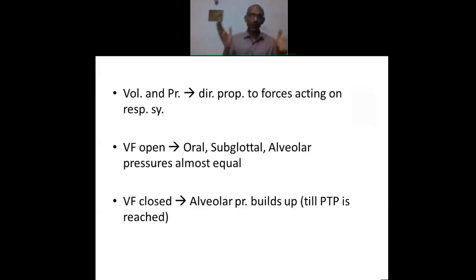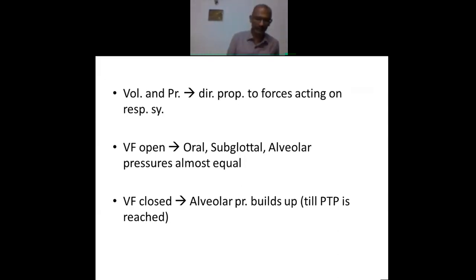Now, when our vocal folds are open, the oral, subglottal, and alveolar pressures are almost equal. But when the vocal folds close, slowly the alveolar pressure builds up until the PTP, the phonatory threshold pressure, which we'll see about, is reached. So alveolar pressure builds up under the vocal folds. So the first step has happened: we have taken a breath, our vocal folds have abducted, and we have taken a breath to fill our lungs.